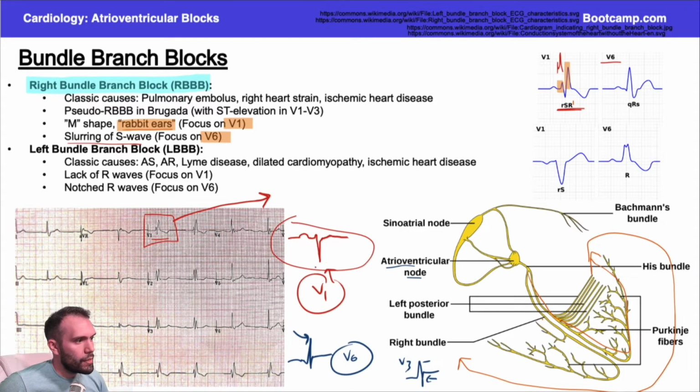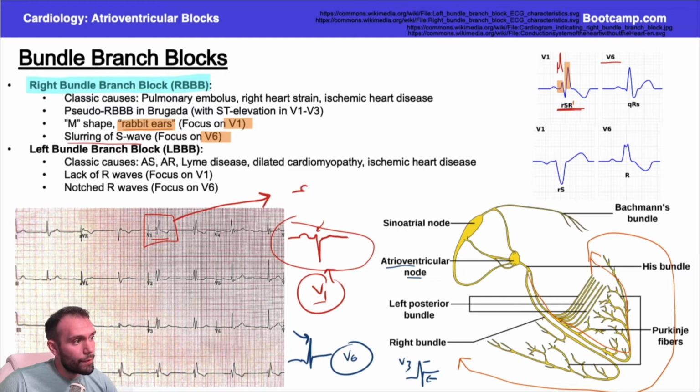When you're looking at these leads, this is what your V1 normally looks like. You can see that your upward deflection here is actually quite low. But then when you get to V6, you're going to have a lot higher deflection. This is completely normal. This is what a normal EKG looks like in V1. So you can see there's a huge downward deflection, very small upward deflection. That's completely normal.